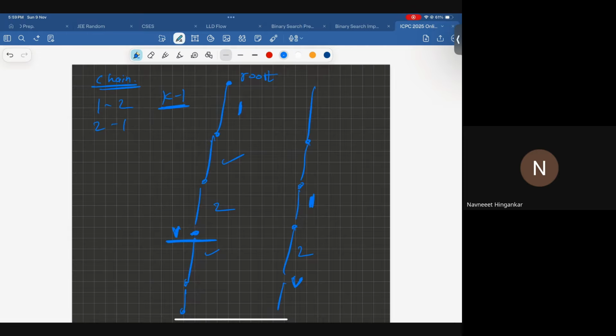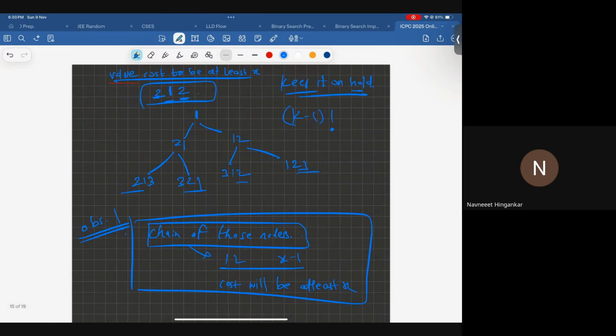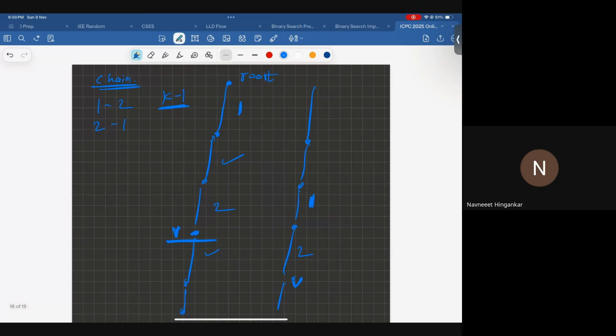Please let me know. Even if you don't understand this 2 raised to the power k minus 1 observation, it's okay. I will discuss that. But you should understand this thing, at least, that we got a chain of k minus 1 edges. We are calculating how many chains I could place that are ending at V vertex.